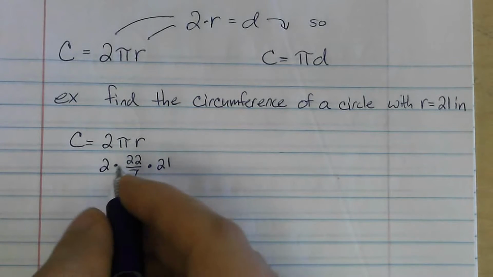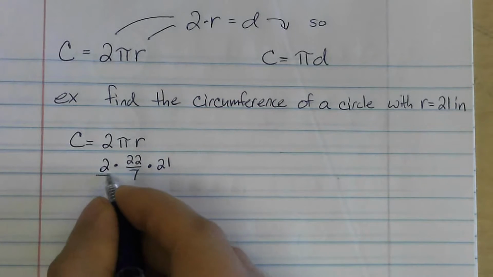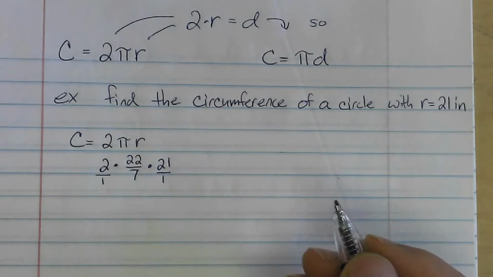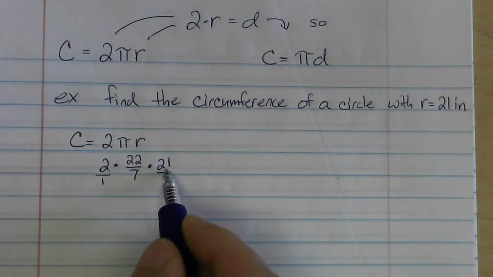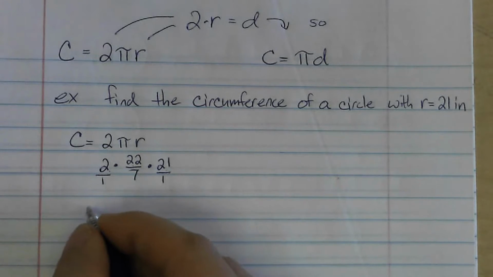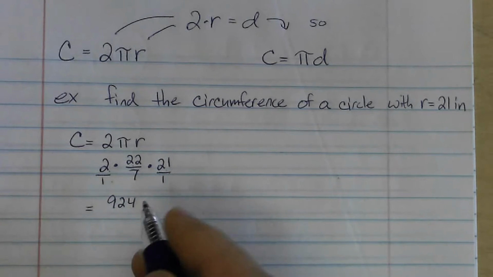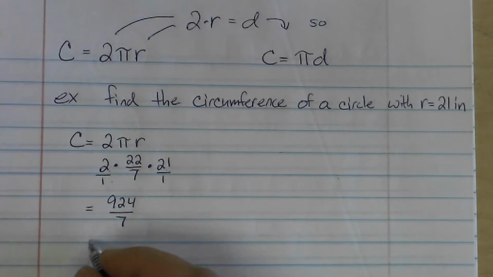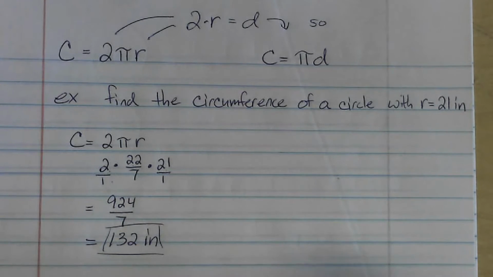Now, remember when we multiply fractions, we multiply straight across with the numerators and the denominators. We can turn this into a fraction by putting it over 1, turn this into a fraction by putting it over 1. So now on top we have 2 times 22 times 21, and if you work that out, you end up getting 924. On bottom we have 1 times 7 times 1, which is 7, and when you divide this out, we end up getting 132, and our units were inches, don't forget them, and that would be our circumference, the distance around the circle.